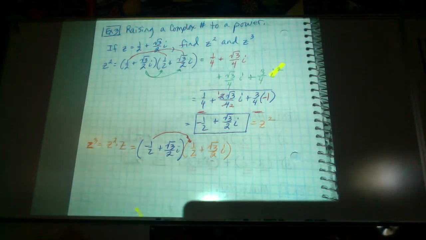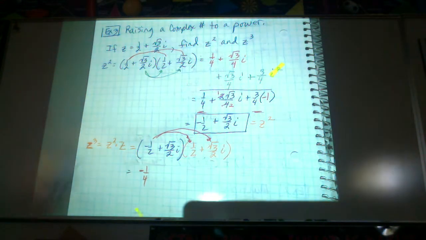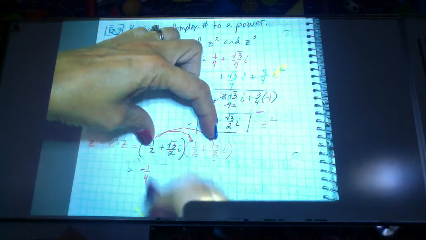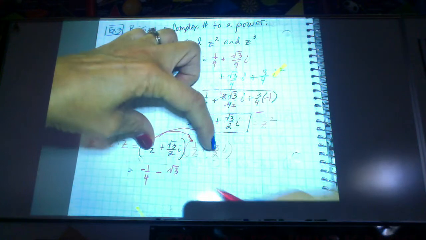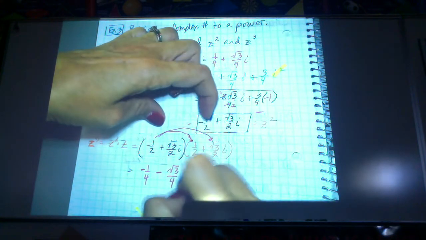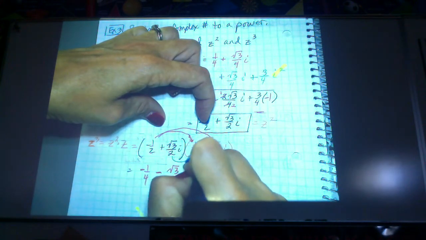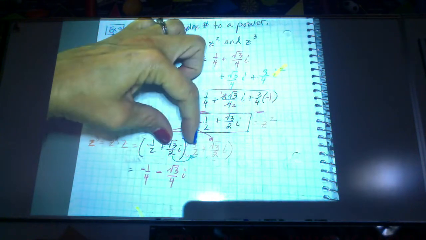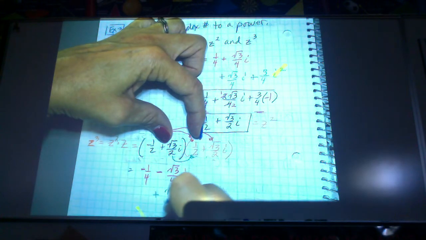Negative 1/2 times positive 1/2 is negative 1/4. Negative 1/2 times this little guy. So a negative times a positive is a negative. 1 times rad 3 is rad 3. 2 times 2 is 4. And then tack on the i. Bit by bit, piece by piece. Then we're going to distribute the rad 3 over 2i. So we multiply that to the 1/2, I get a positive. Rad 3 times 1 is rad 3. 2 times 2 is 4, so over 4, and tack on the i.